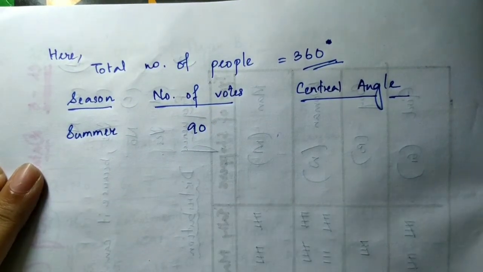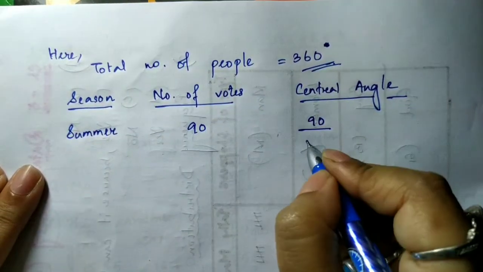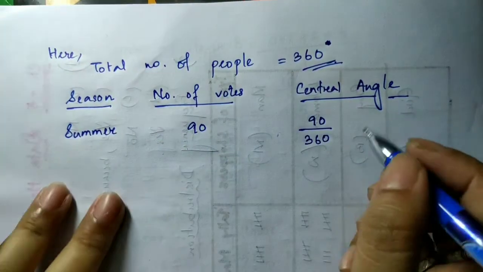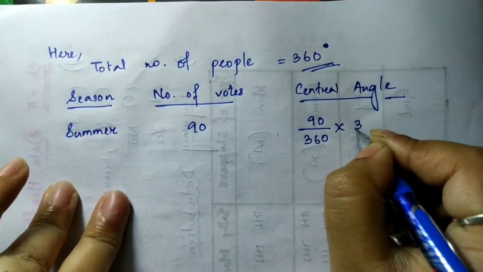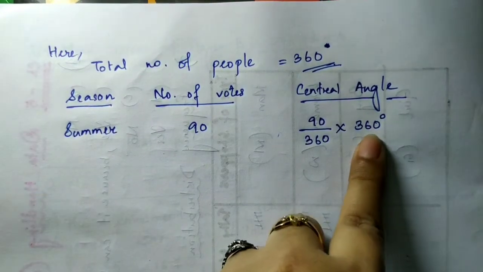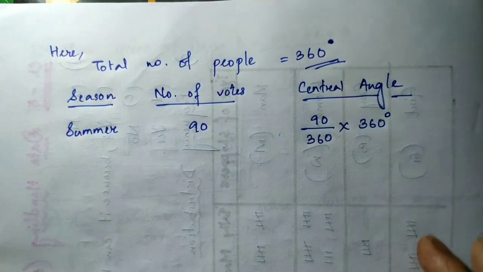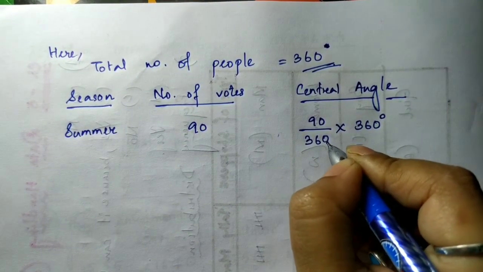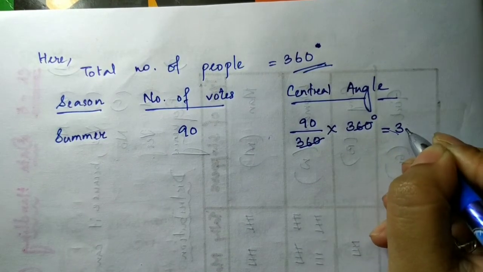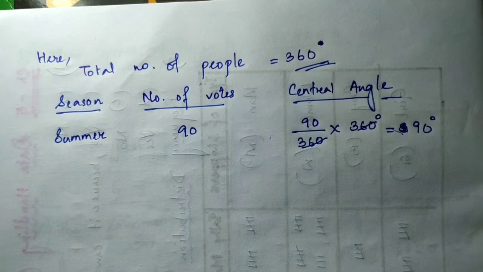Please see here. 90 divided by the total number of people, which was 360. If it is 100, then it will be 100. If it is 240, it will be 240, into, I told you, always multiply it by 360 degree. Why 360 degree, not 90 or 180? Because the whole of a circle is equal to 360 degree. Now you can see these two get cancelled and the answer comes out as 90 degree. Sorry for the scribbling here.